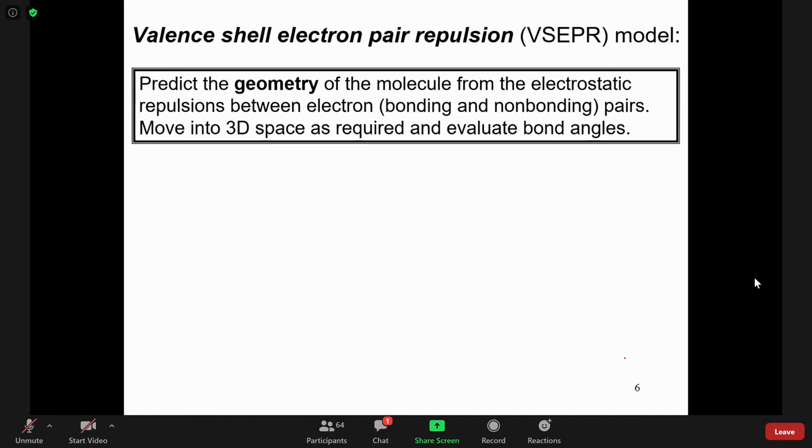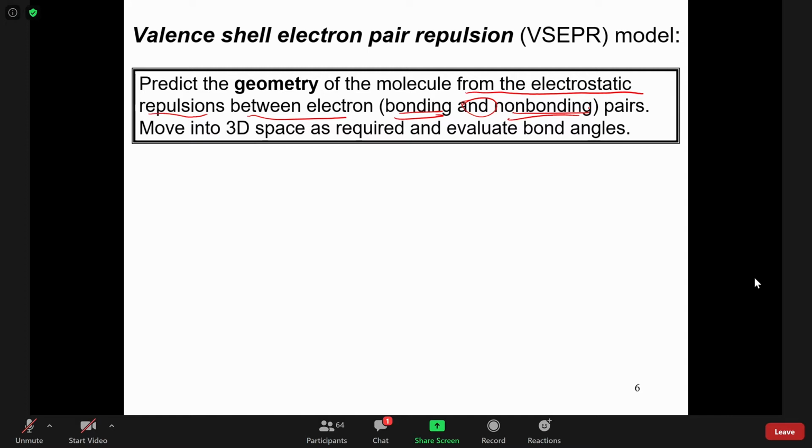So getting back to this idea of VSEPR, we want to be able to predict the geometry of the molecule. And this is the key: from the electrostatic repulsions between electrons, both bonding and non-bonding pairs, the geometry that the molecule assumes, the different bonds and the lone pairs themselves, will move into 3D space in order to get as far apart, as far away from one another as possible.